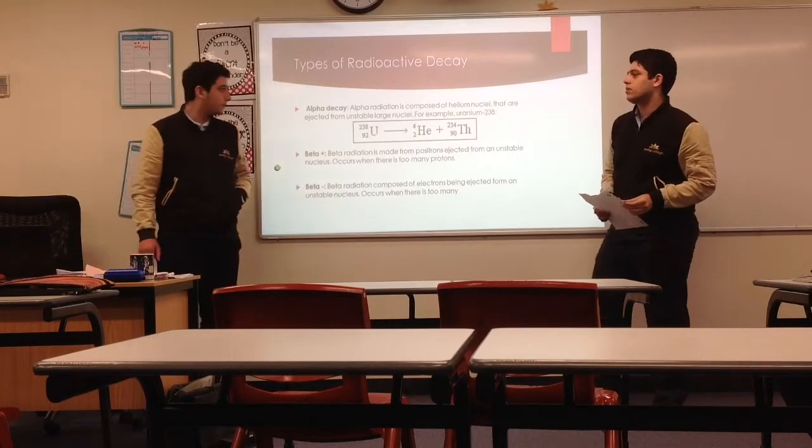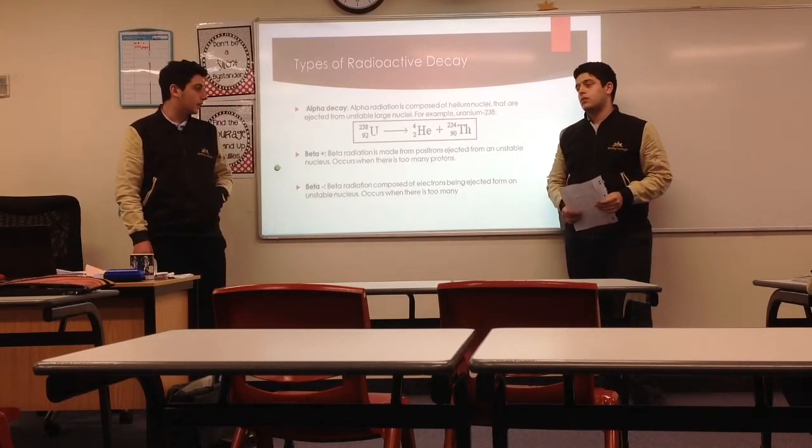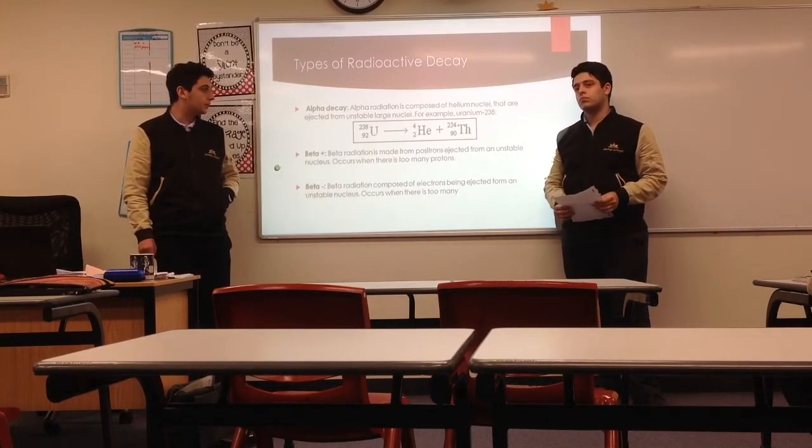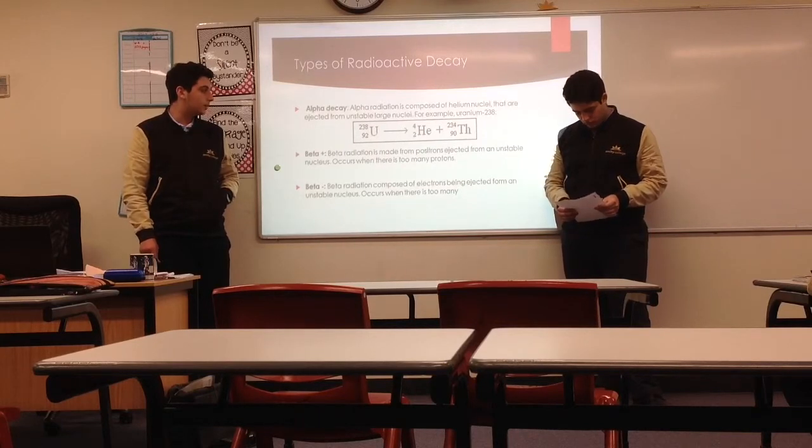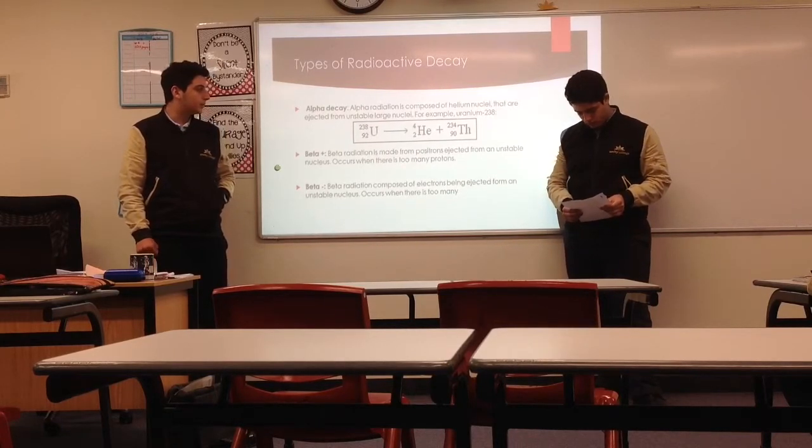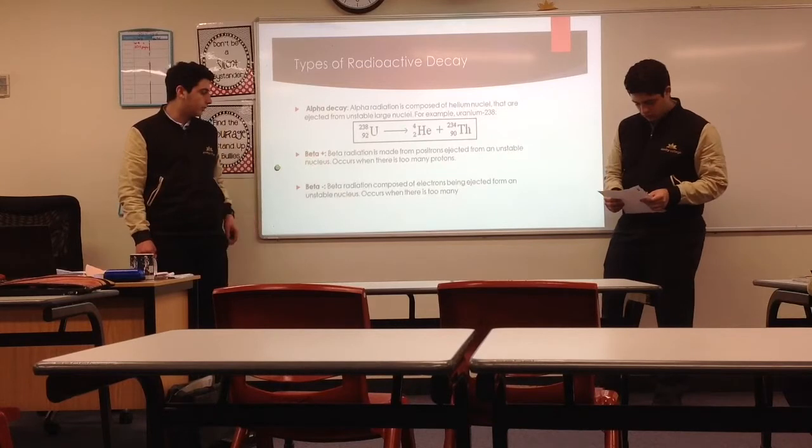There are three different types of radioactive decay, the first being alpha decay. Alpha radiation is composed of helium nuclei that are ejected from unstable large nuclei. For example, uranium-238. That's the equation for it.